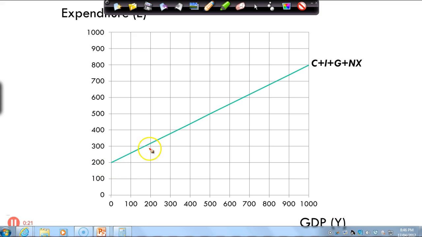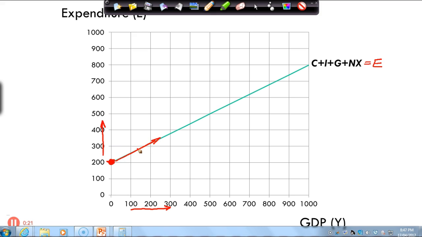And as you can see there, what we're showing is that given some autonomous level of expenditure, remember expenditure is made up of C plus I plus G plus NX. This is the total expenditure. We can see there, after some given level of total expenditure, independent of income, that as income rises, expenditure rises.